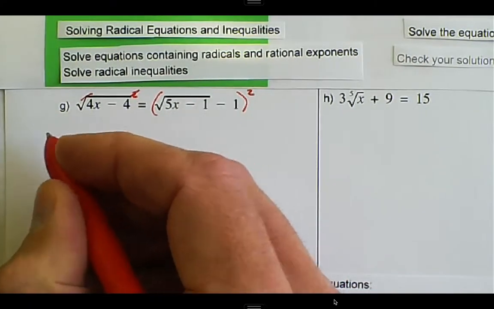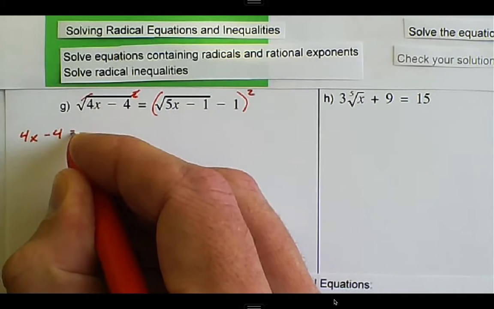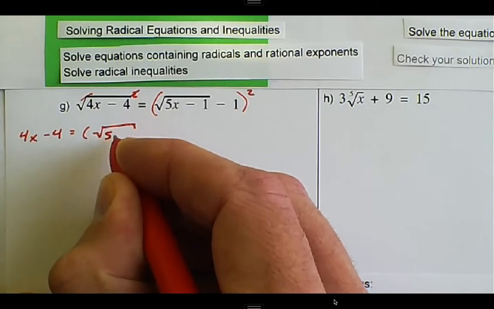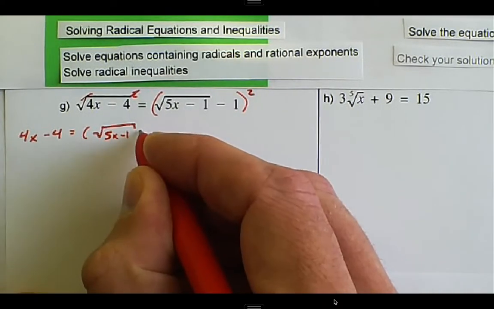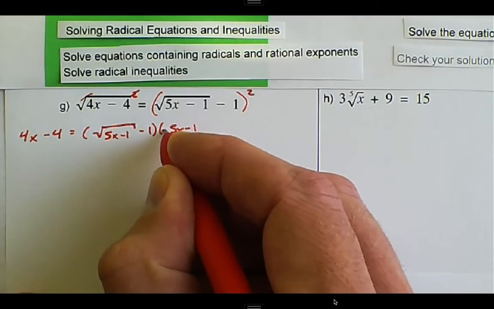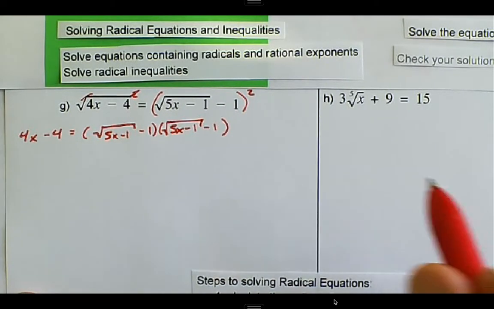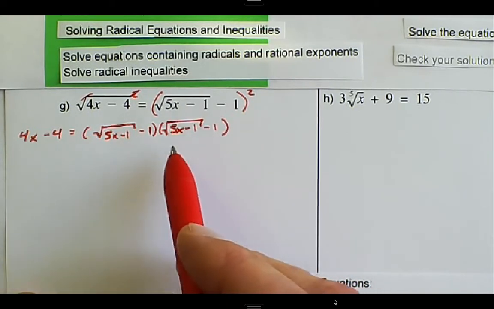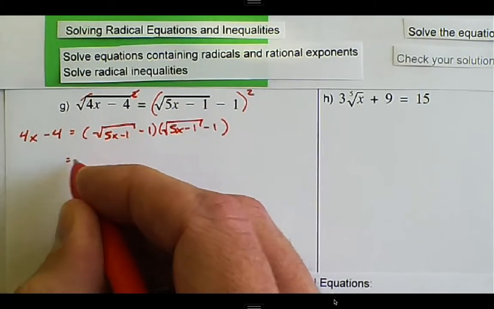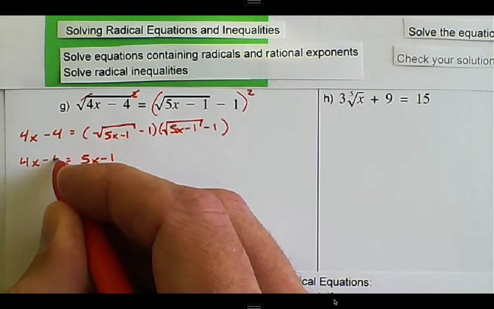On the left side, we have 4x minus 4. And then on the right side, we have the square root of 5x minus 1 times the square root of 5x minus 1 minus 1. So on the right side, we have to FOIL this together. 5x minus 1 times 5x minus 1 is just 5x minus 1. On the left side, we leave it as 4x minus 4.